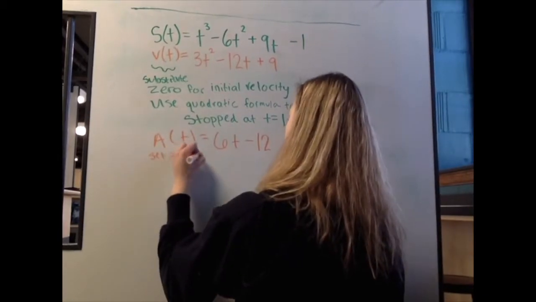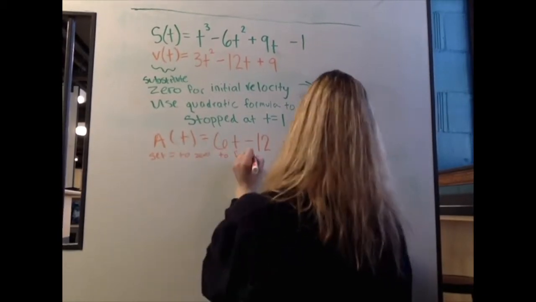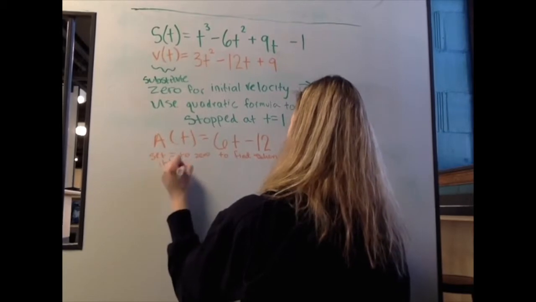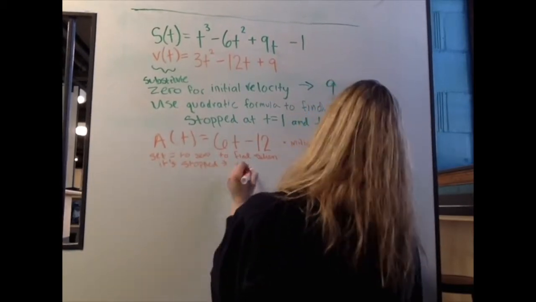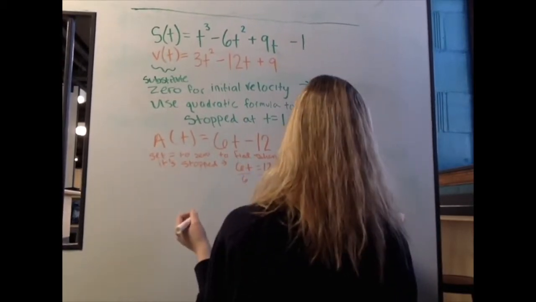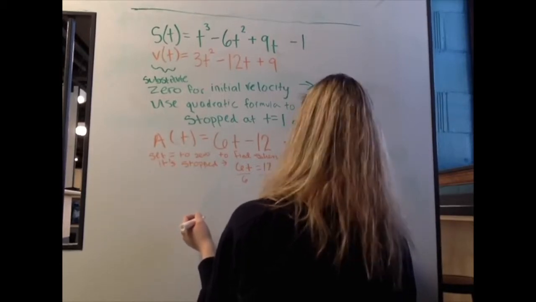This equation can be set to 0 to find the next zeros or where it's stopped. And in this particular equation, they come out to be just 2.